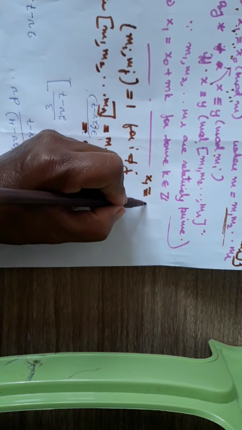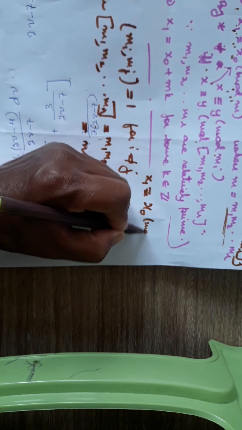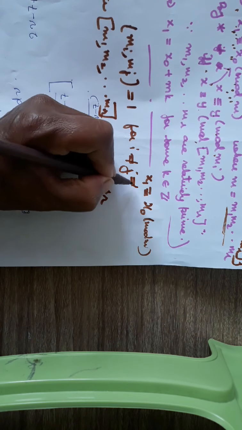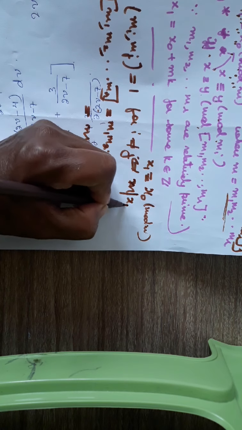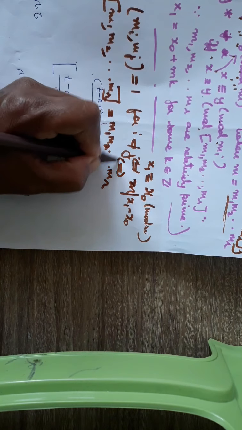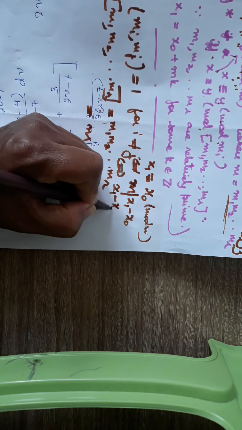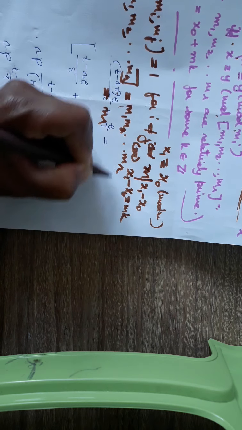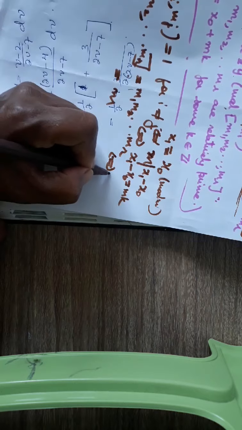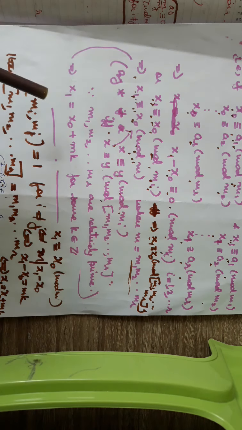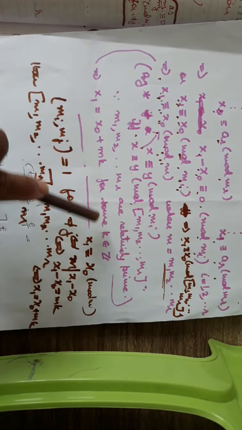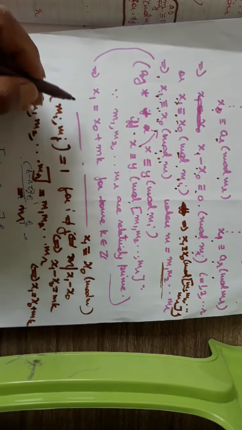So from this relation, it implies that x1 is congruent to x naught mod m, by definition, if and only if m divides x1 minus x naught, if and only if x1 minus x naught is equal to mk for some k, or if and only if x1 is equal to x naught plus mk. So if x naught is one such solution, then another solution will be of the form x naught plus mk for some k belonging to Z. So this completes the proof.